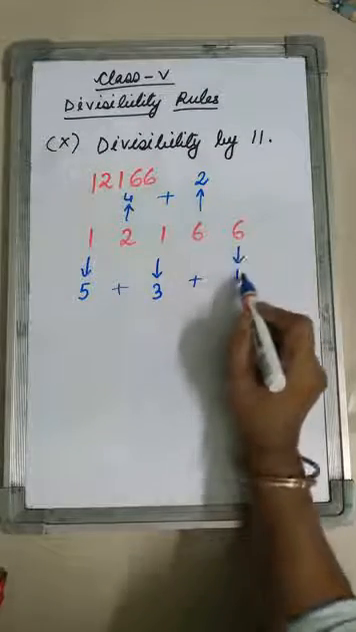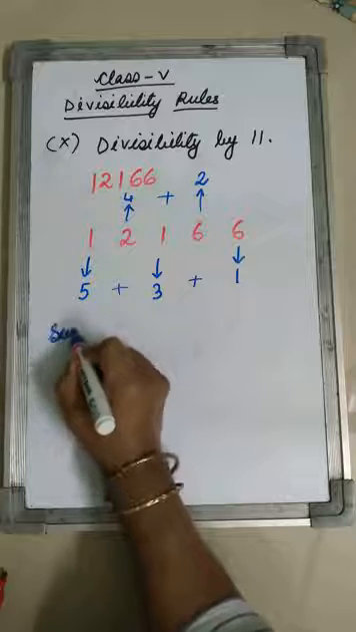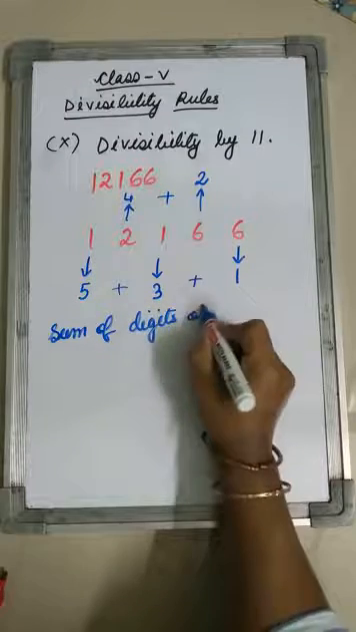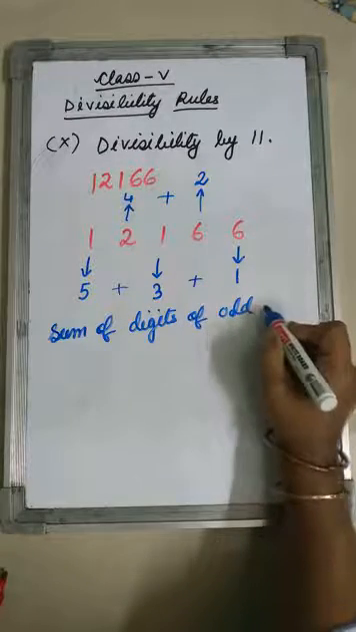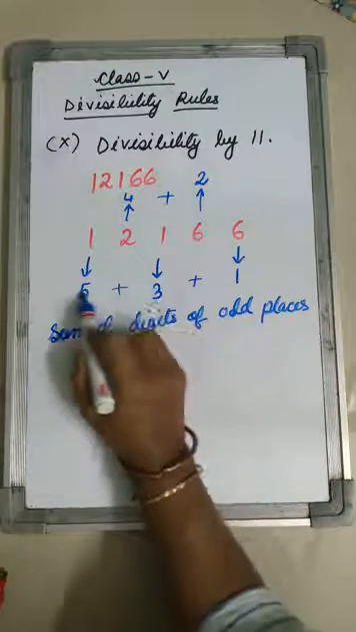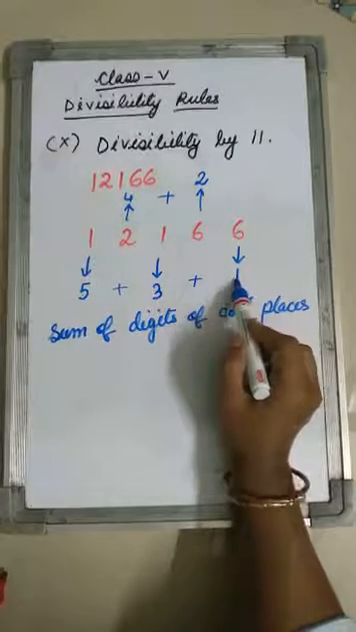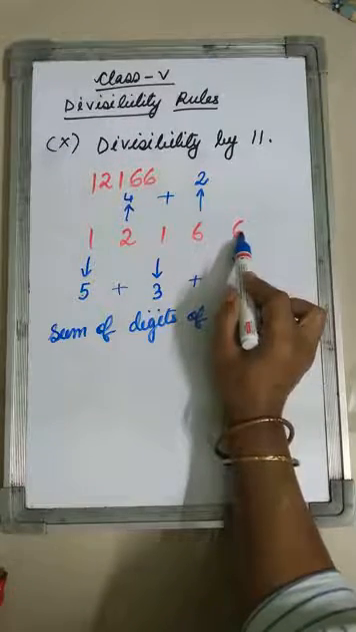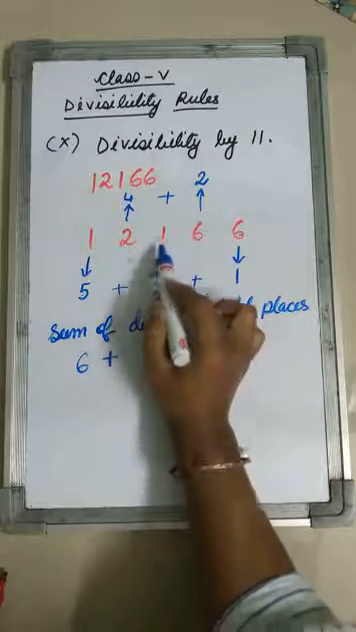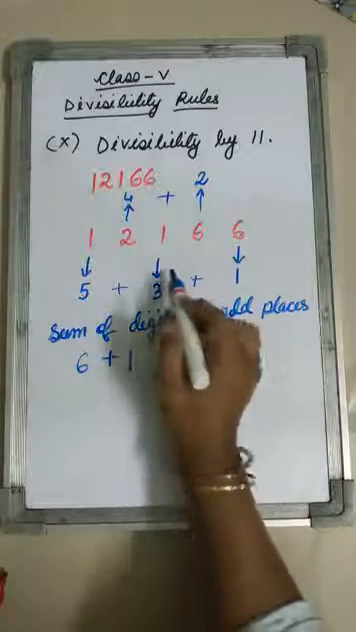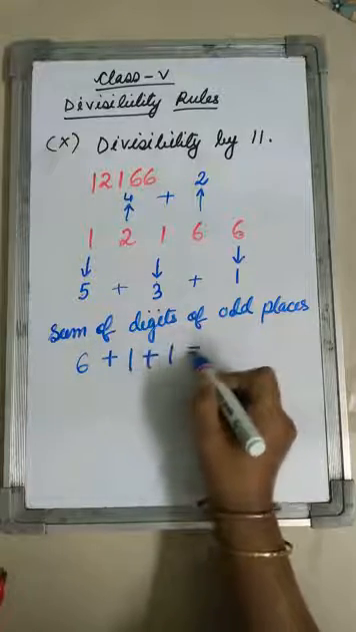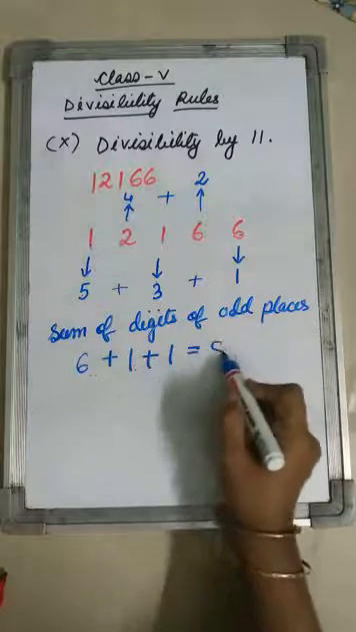Here in the first, you write sum of digits of odd places. What are the odd places? 1, 3, 5, 7, like this. What is in the first place? This is 6. Plus, next odd place is 3. What is the digit? That is 1. Next odd place is 5. What is the digit? 1. So, 6 plus 1 plus 1 is how much? It is 8.